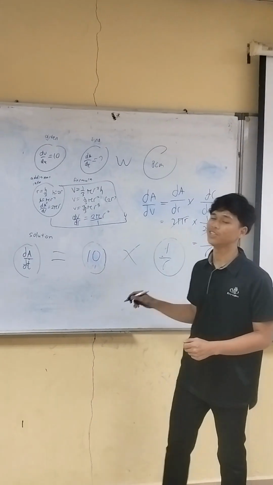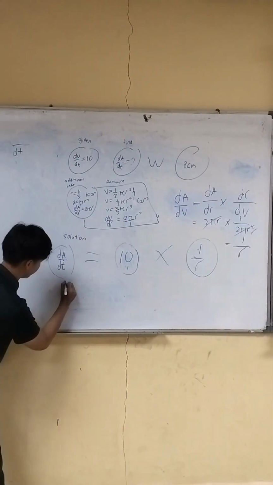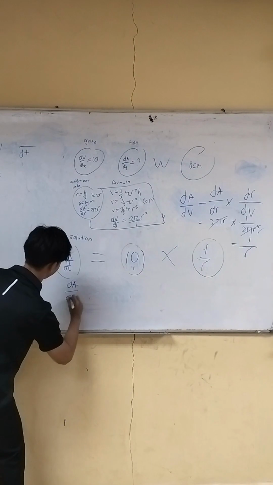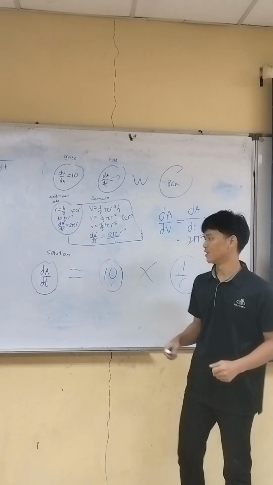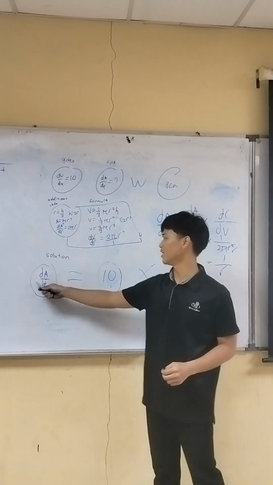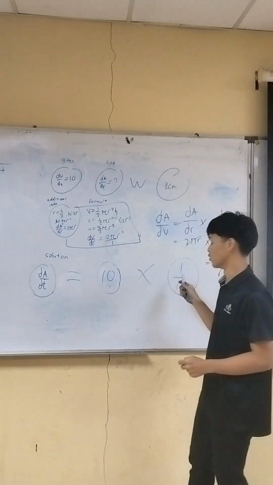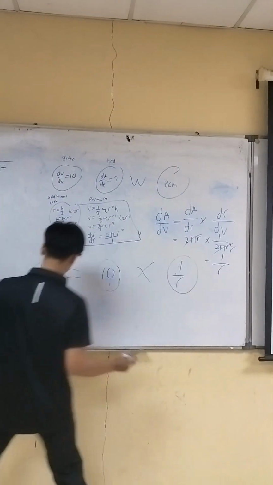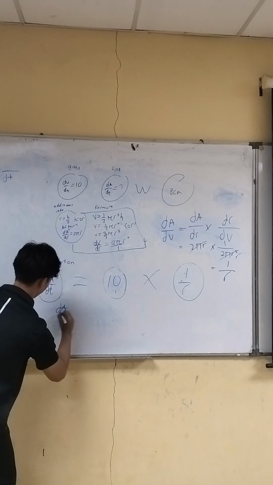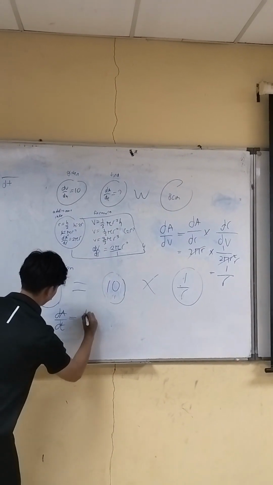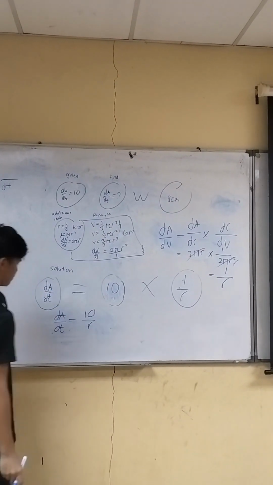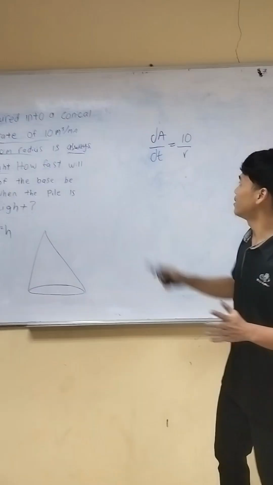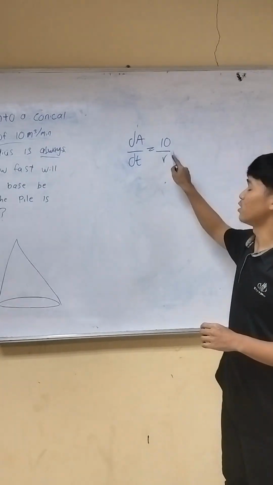The final solution is dA over dt equal to 10 times 1 over r. As we know, dA over dt equals 10 over r.